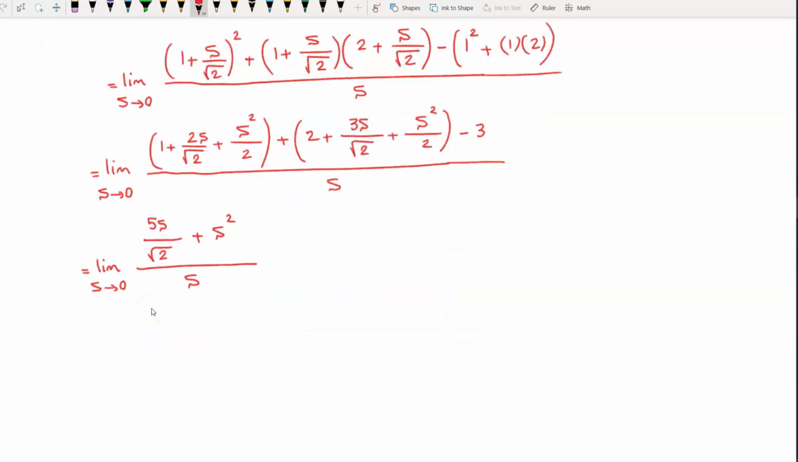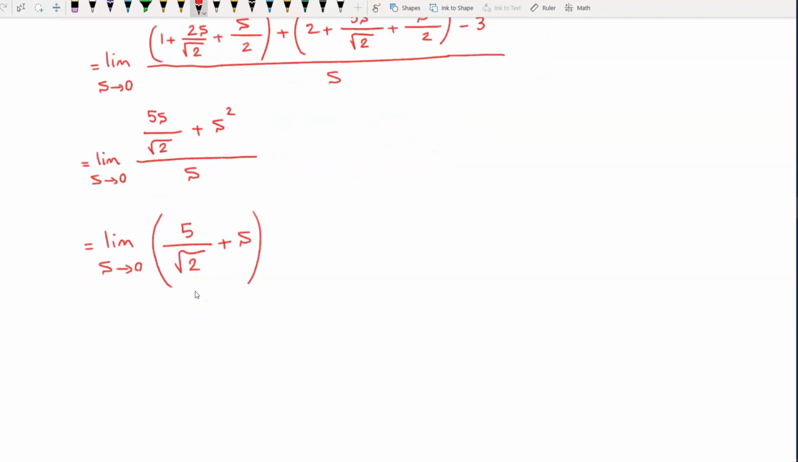Now simplify. This is equal to the limit as s approaches 0. On the top, in the numerator, we have 1 plus 2, then subtract 3, so that part is 0. Then we have 2 times s over square root of 2 plus 3 times s over square root of 2, so that is 5 times s over square root of 2. Then we have s squared divided by 2 plus s squared divided by 2, so that is equal to s squared. Then divide by s.